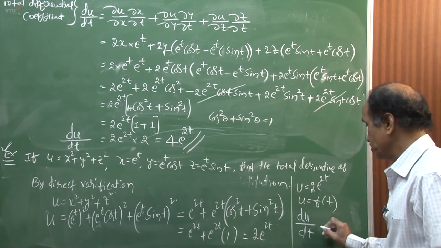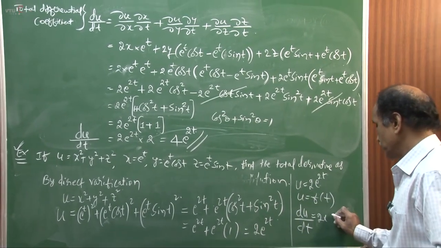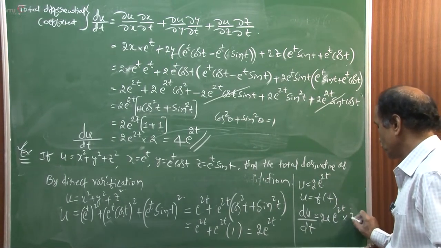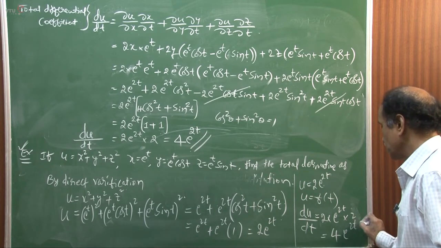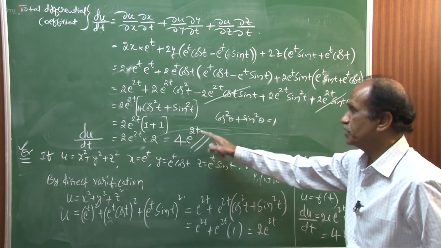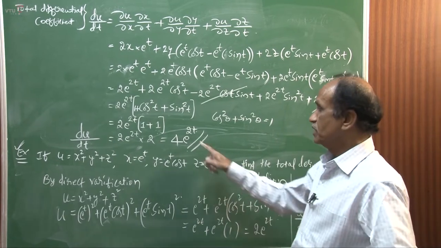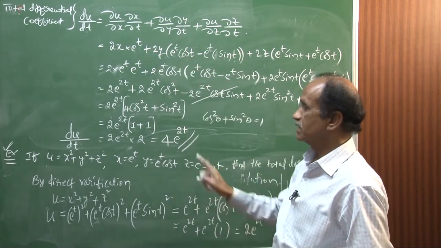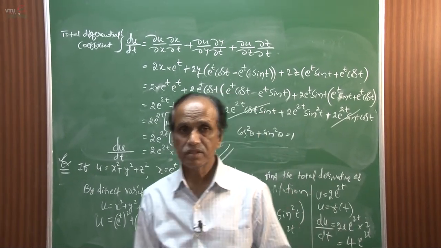That is 2 into e to the power 2t as it is, and 2t differentiation is 2. The answer is 2 into 2, it is 4 e to the power 2t. Your answer is 4 e to the power 2t. By the direct substitution you are getting this much, and through the total derivative in terms of partial derivatives you are getting this answer. That means mathematically this verification has been done.